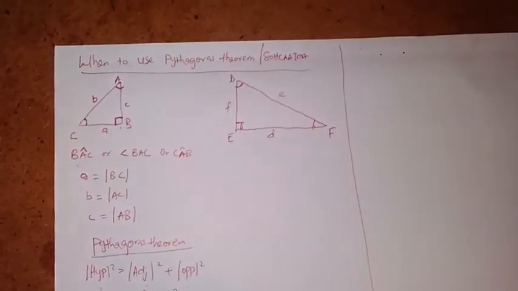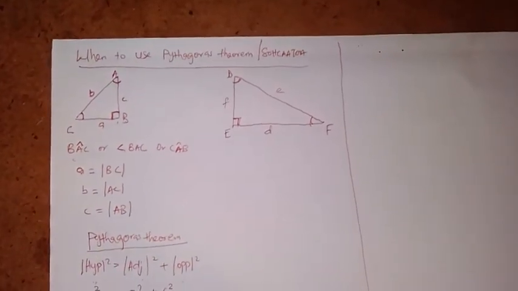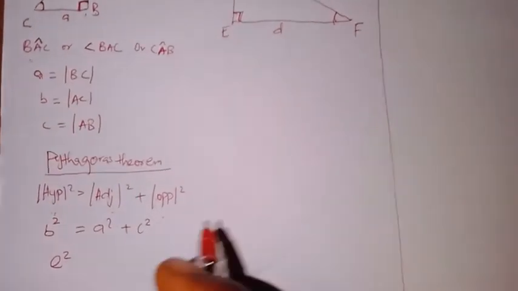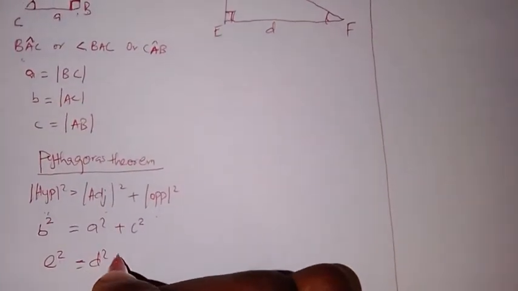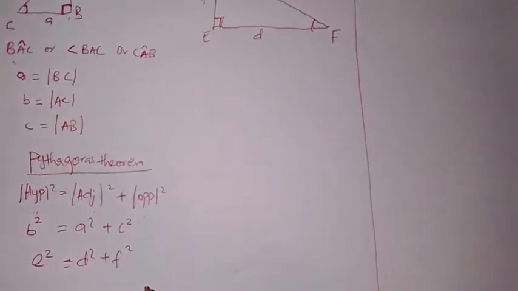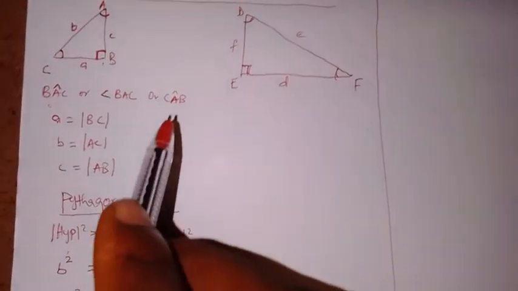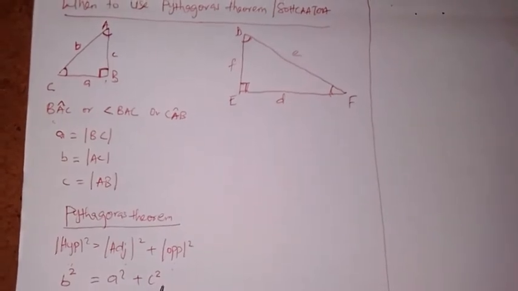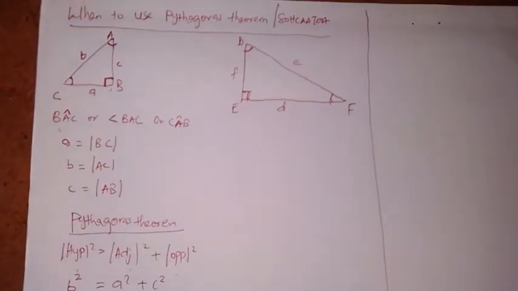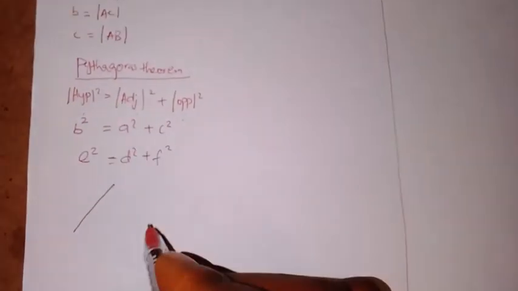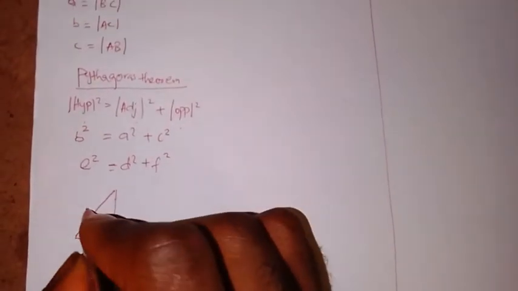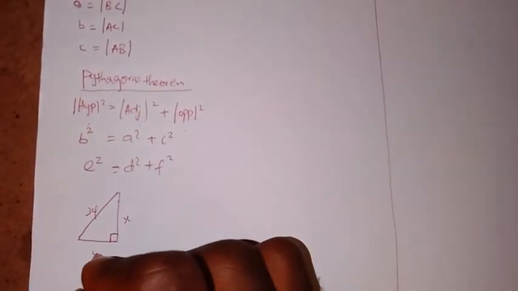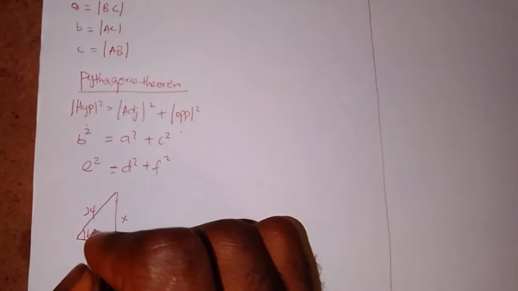And for this, I'm going to have it as e squared, because e represents my hypotenuse, the longest side. So I'm going to have e squared equals d squared plus f squared. Now, for this representation, a and c can be adjacent or opposite. But for a question, let's say I was given something like this: I was given 24 here, a right angle triangle, this is x, this is y, and this angle was 60 degrees.